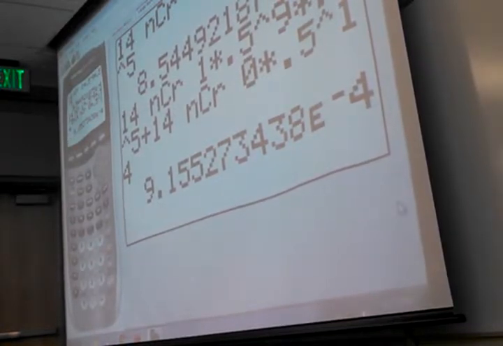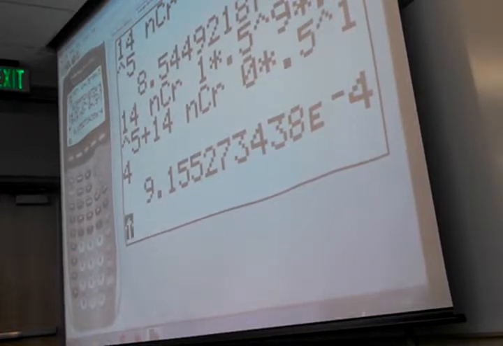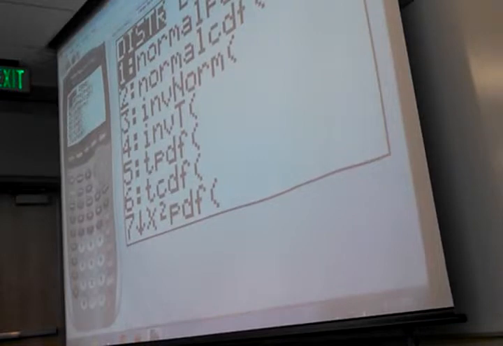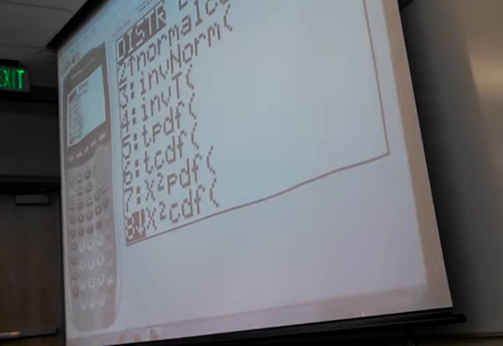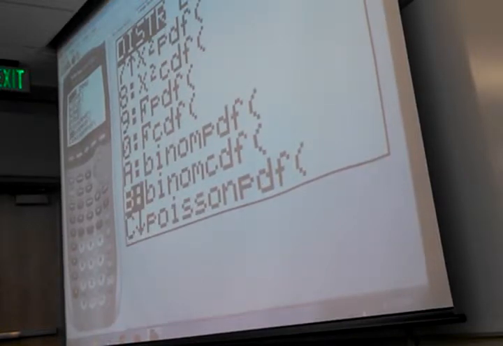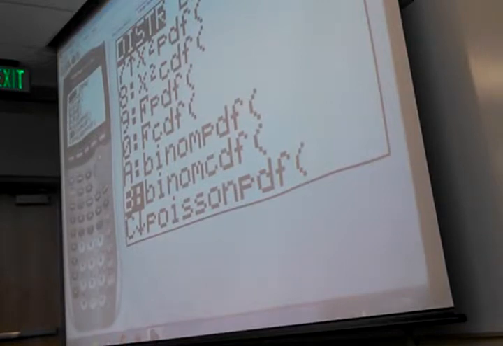So here's where I go. I go to second vars to get into distributions, because we're talking about a binomial distribution. The very first one looks interesting, and we'll come back to it. If you go down a little bit, eventually you get to those two. Now you have to figure out which one of those two to use. The first problem says exactly 9, so I want a particular value. Which one do you think I want to use out of A and B for a particular value? A.